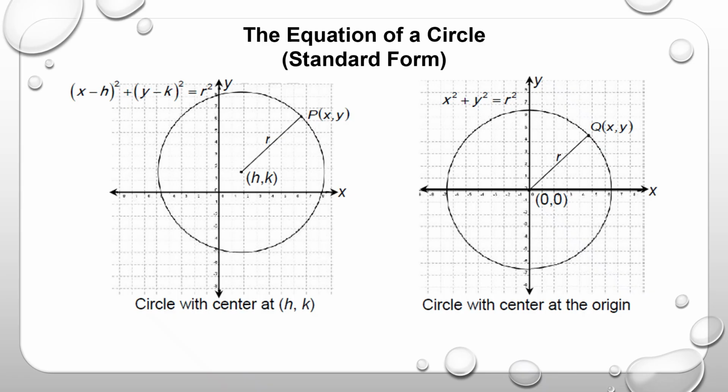As part of our review, remember, class, that the equation of a circle could be written in standard form. In standard form, we have two formulas. First is (x − h)² + (y − k)² = r². And the second one is x² + y² = r² if the center is at the origin. Given the standard form of the equation of a circle, it is easy to identify the center and the radius.